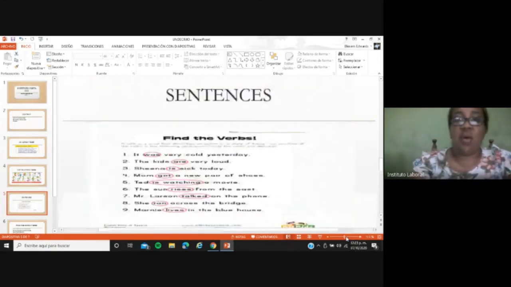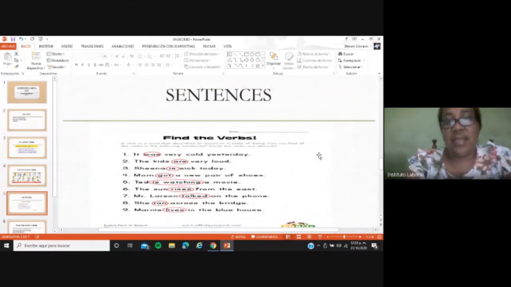We have some sentences and we find the verbs. We have, it was very cold yesterday. This is the verb. We find the verb. The kids are very loud. China is sick today. Mom got a new pair of shoes. Ted is watching a movie.